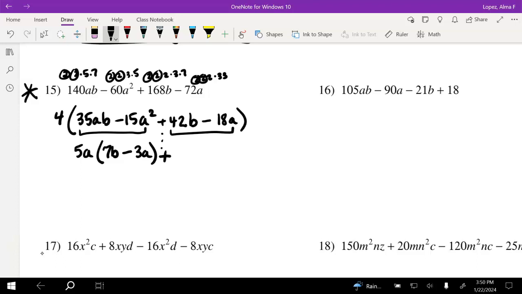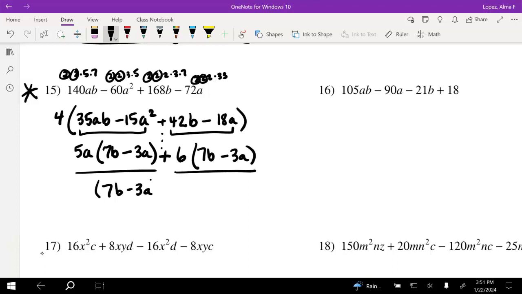42b and 18a, again, I can bring down the factorizations if I need to, but they're both going to have a 6 in common. When I factor the 6 out of 42b, it's going to leave behind a 7b. When I factor the 6 out of the negative 18a, it's going to leave behind a minus 3a. Again, not an accident that those parentheses factors match. We have 7b minus 3a as my greatest common factor.